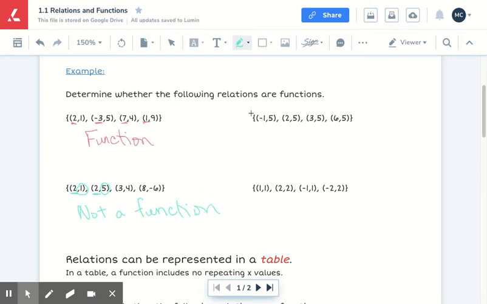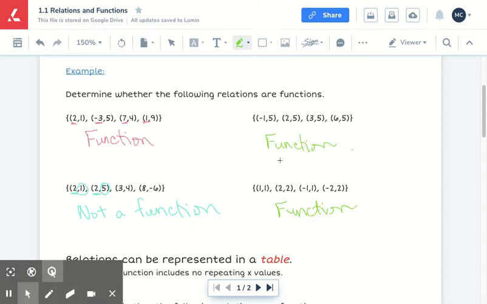Okay, now I'd like you to try these 2 here on the right. So you're going to pause the video here for just a moment, and then you'll examine these 2 relations and determine whether or not they are functions. All right, welcome back. In each of these, each x value goes with only a single y value. So both of them actually represent functional relationships.